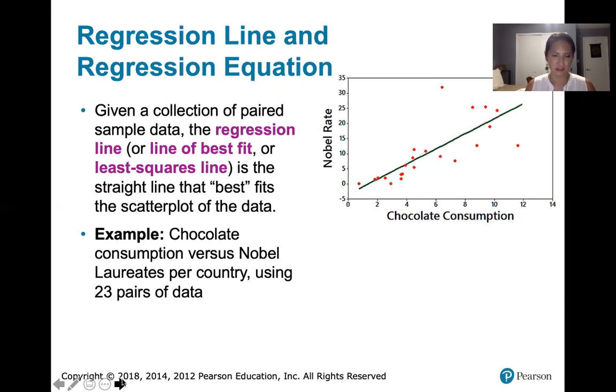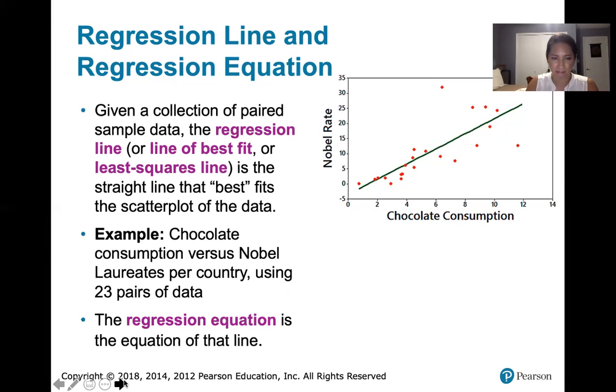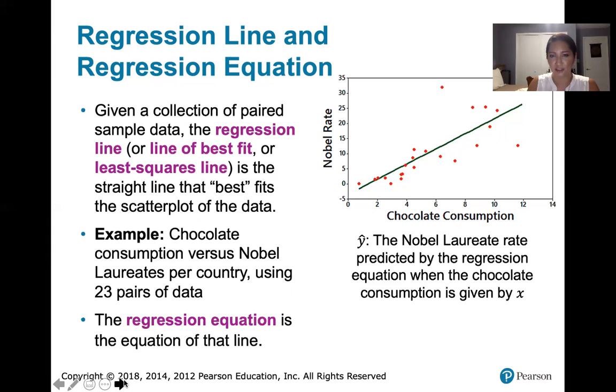We have 23 pairs of data that relate the Nobel laureates per country to the chocolate consumption in that country. If we plot those 23 pairs of data, we get these red dots over here. That's our scatter plot. This line that is shown here is the regression line or line of best fit, the line that best fits that scatter plot. And I believe this scatter plot was created in a program called Minitab. The equation of that line is called the regression equation.